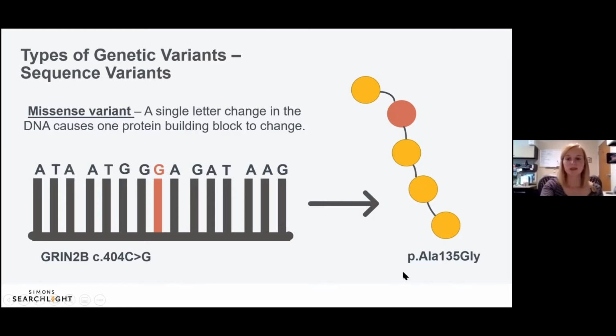If you see a P dot, this is telling us that that's at the protein level. So in this case, this is telling me that at the 135th amino acid down the line, what used to be an alanine is now changed to a glycine. So the DNA letter changed, caused an amino acid change in our protein. These are missense variants.